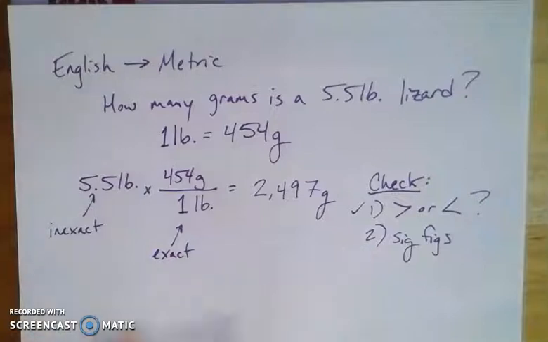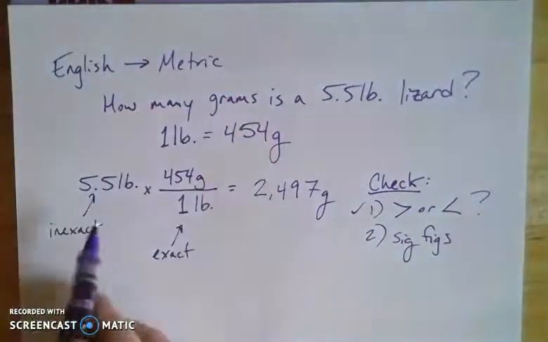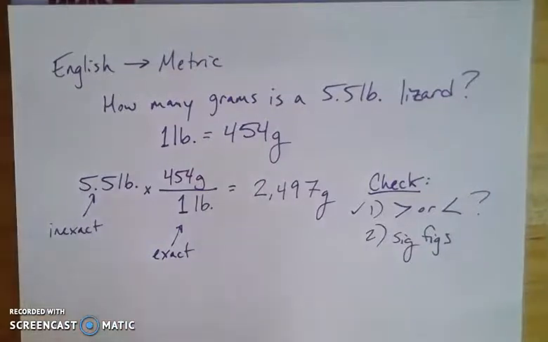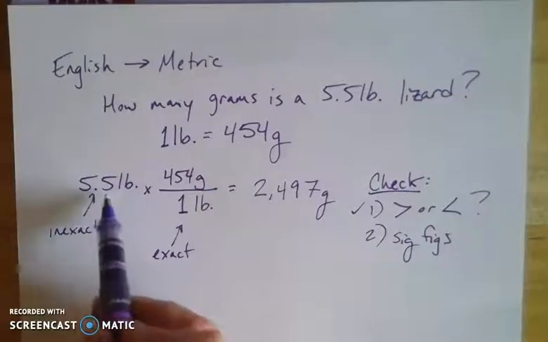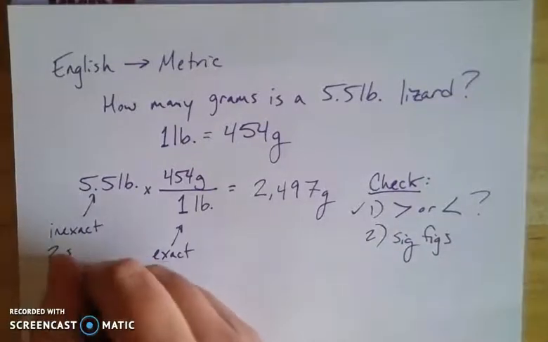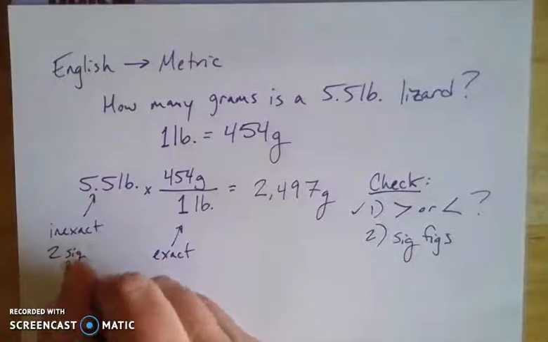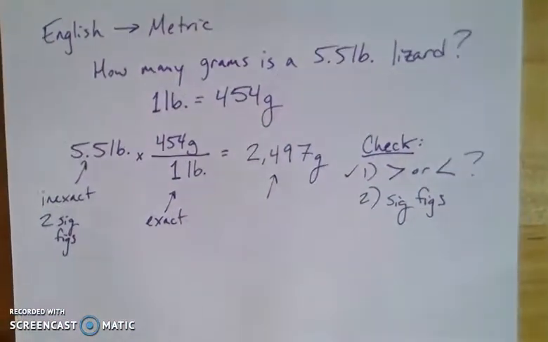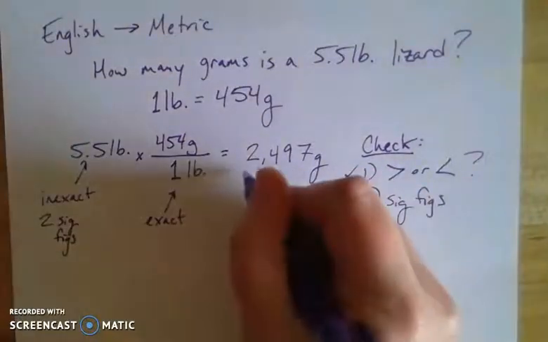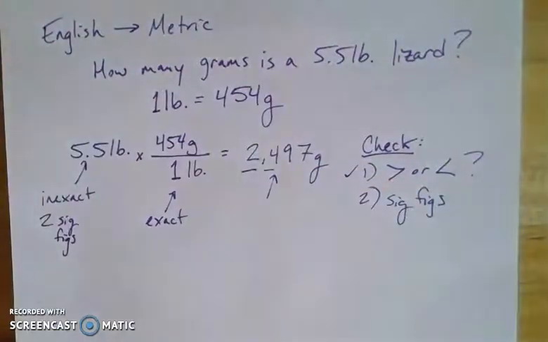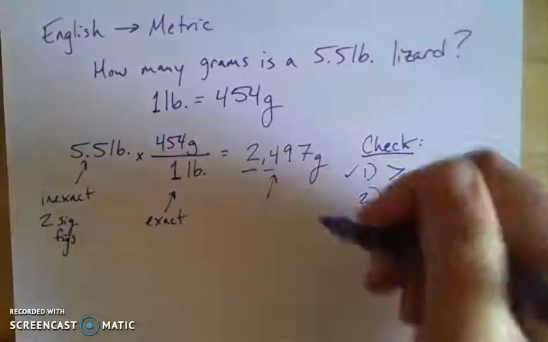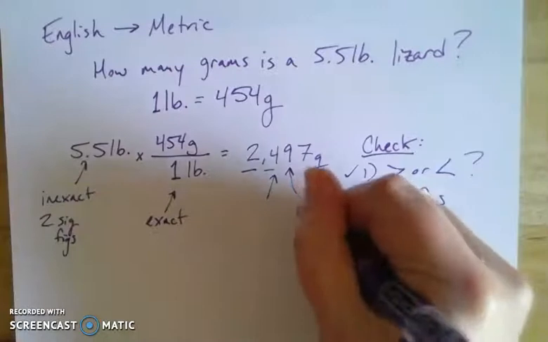So I took my lizard, I stuck him on a scale. He was 5.5 pounds, and 5.5 was the value that I got from my measuring device. So based on my precision, I'm going to have 2 significant figures. But this does not have 2 significant figures, so I need to round this to 2 sig figs. That means that this one and this one, counting over from the left, 1, 2 are significant, which means I'm looking to this one to round.